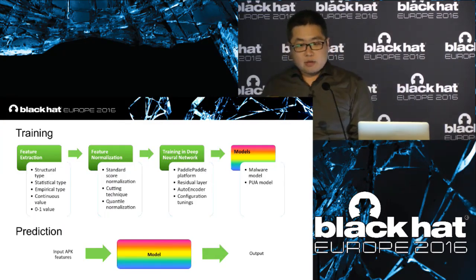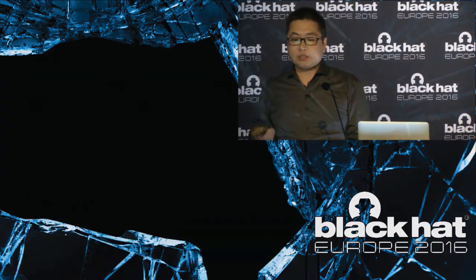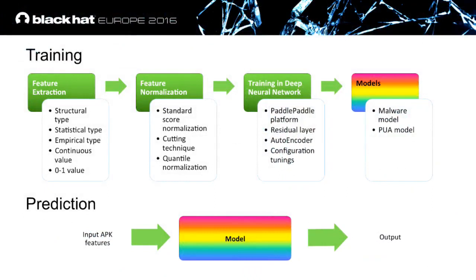Deep learning has two stages. One is the training stage, the other is the prediction stage. The input of the training stage is training data. In our system, the size is 15 million Android APK files, including malware, PUA, and benign apps. The first and most important step in the training stage is feature extraction. We have structural type features, statistical type features, and empirical type features.